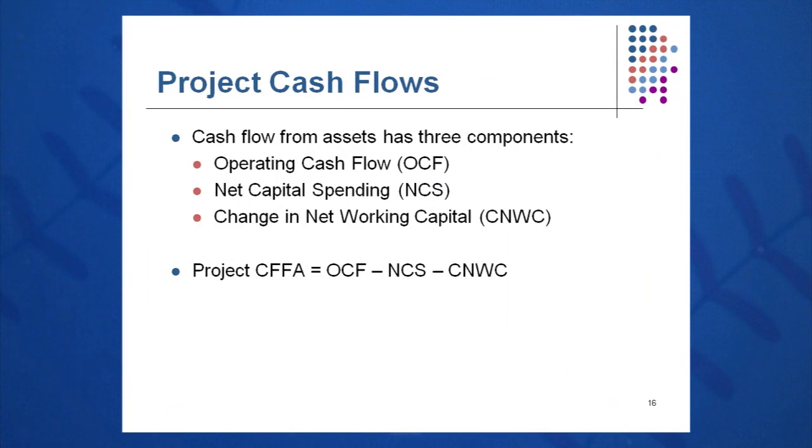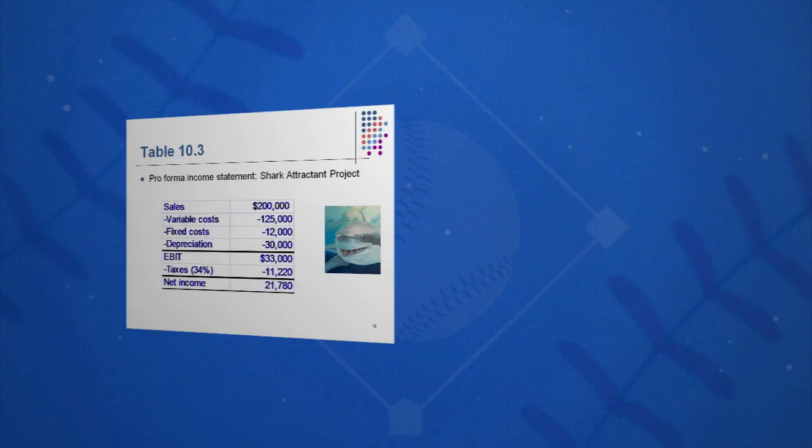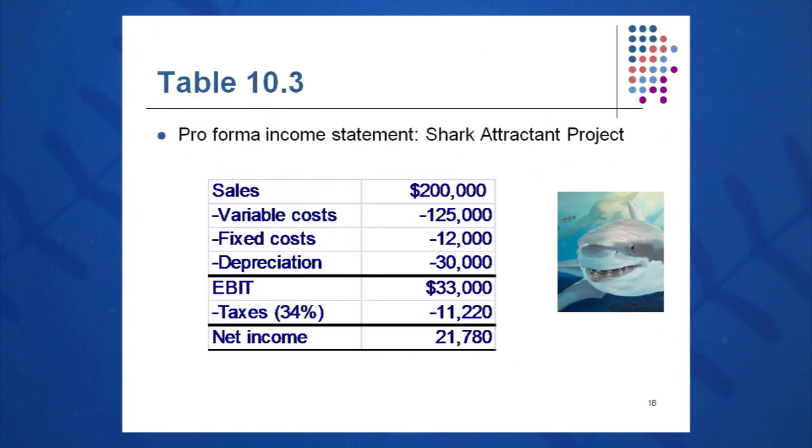Again, we'll calculate the operating cash flow. CFFA will be OCF minus NCS minus CNWC. And we get that OCF by building a full vertical income statement as we've done on a prior slide. So always build your income statement all the way down to NPAT so we can calculate OCF several different ways.